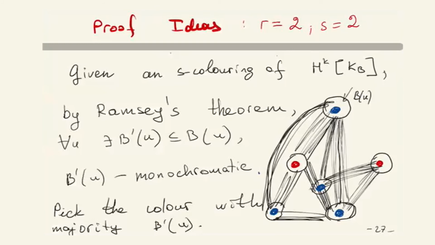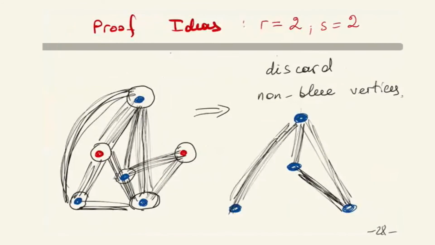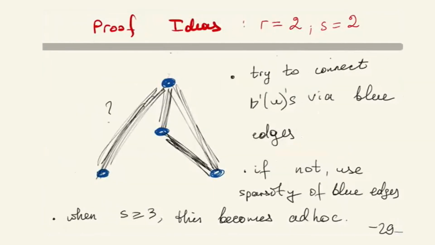Then I pick the majority color. What I obtain is that I discard all the non-blue vertices and forget about the non-majority color. So now I have a bunch of blue blobs, and there are some edges in between. So what is now the plan? Right now I know that everything inside each blue clique is complete. These parts are completely blue, but I know nothing about the edges that go across.